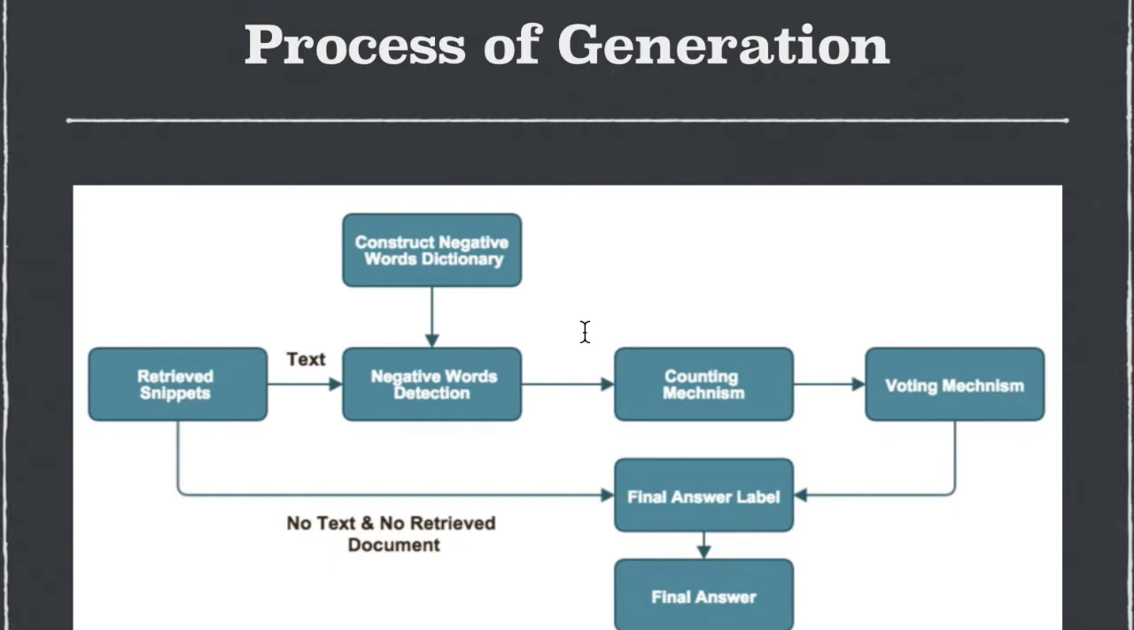Let's look at the process of generation. First, we construct a negative words dictionary. Words like cannot, isn't, unnecessary were included. For each extracted snippet, we detected negative words and tagged the snippet. If the target sentence just has one negative word, this sentence will be labeled as negative. If the sentence does not contain any words in the dictionary, the sentence will be labeled as positive.